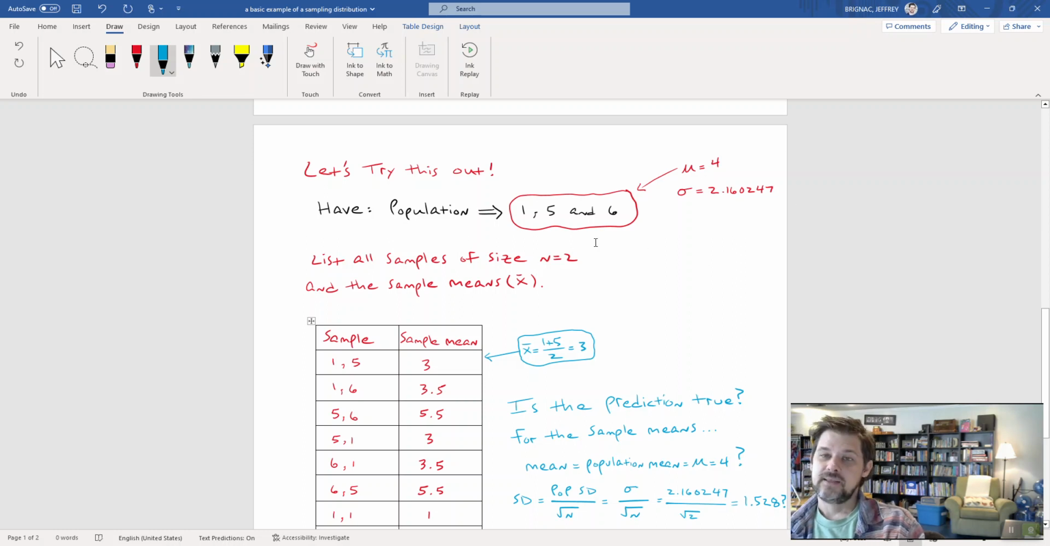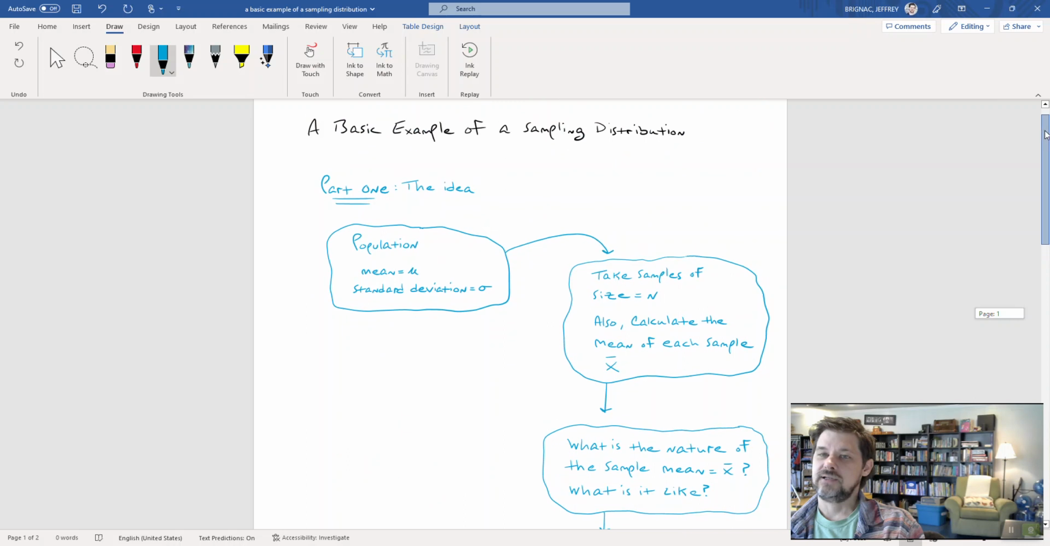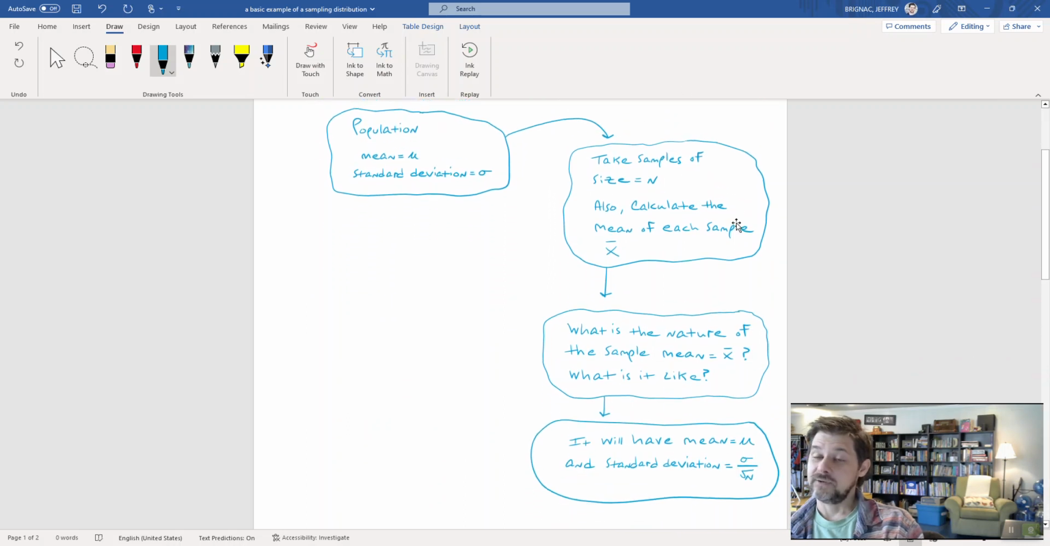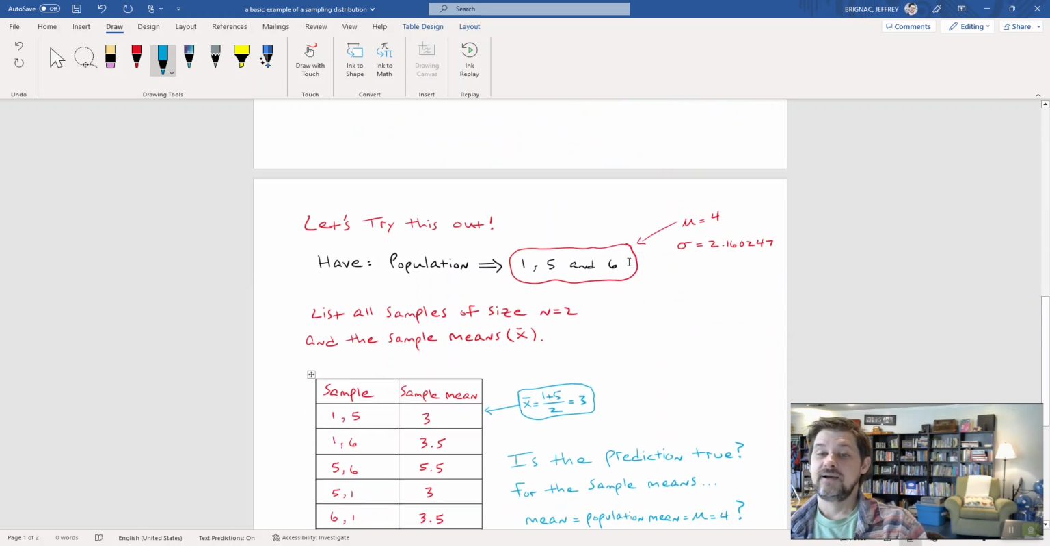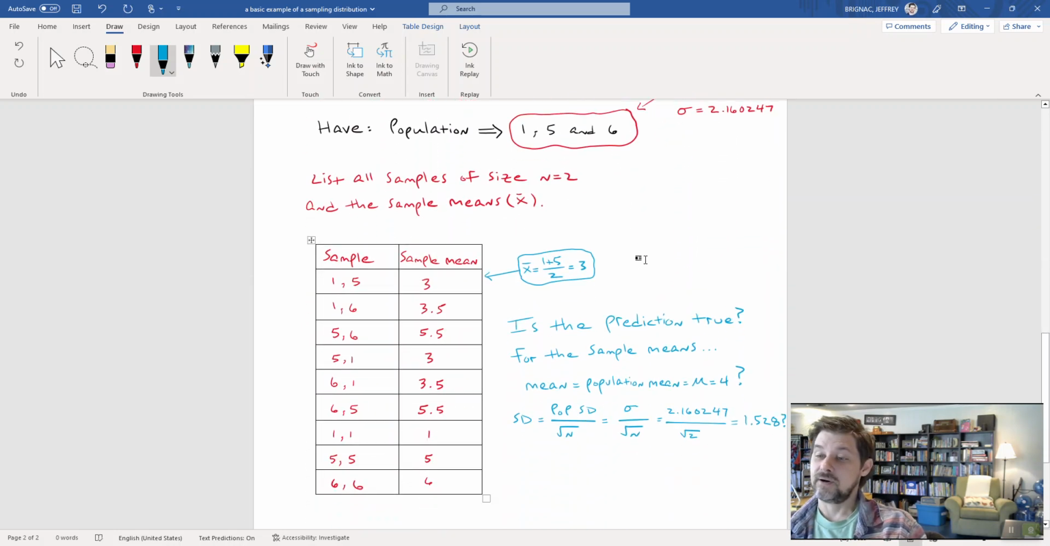All right. Now, in order to explore this idea of a sampling distribution, meaning what it's like to look at all samples of a certain size and the mean of each sample and look at all those sample means and see what they're like, my prompt for you is that I want to look at all samples of size 2 and of course the sample means, okay? Now, when we say all samples of size 2, we mean that we're going to pull 2 numbers from this population with replacement. All right, so I'll explain what that means.